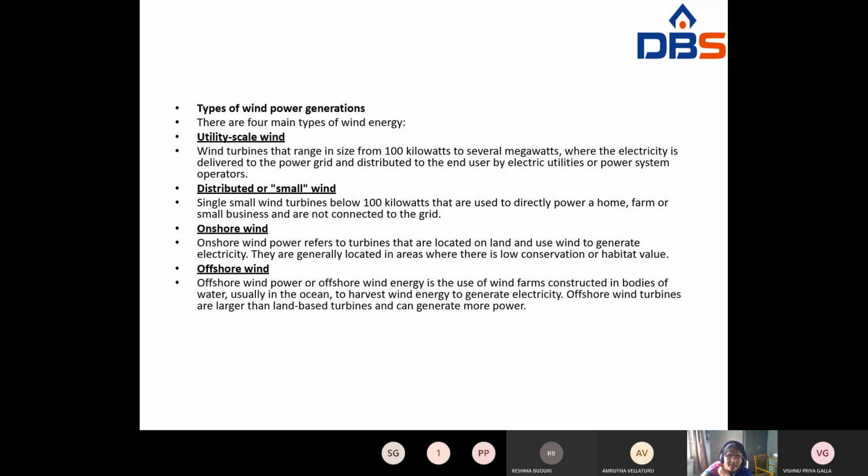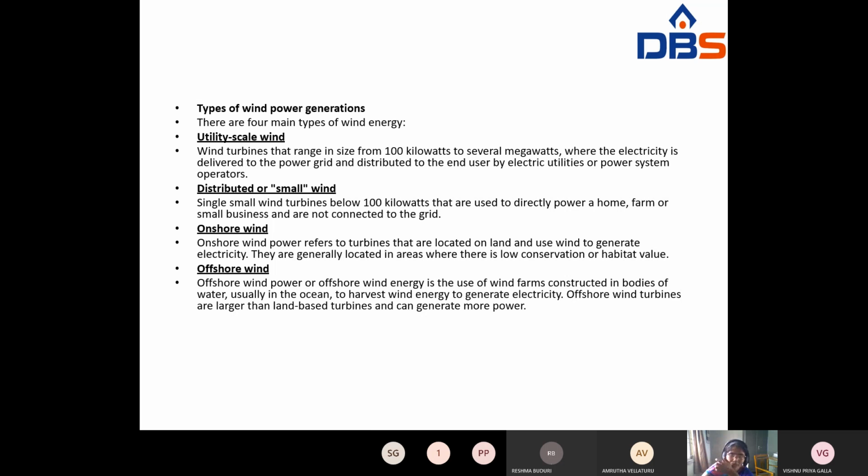Distributed or small wind: small wind turbines below 100 kilowatts, which directly power a home, farm or small business. If you have a small house, you use less than 100 kilowatts, so at that time you can arrange wind power generation separately at home.